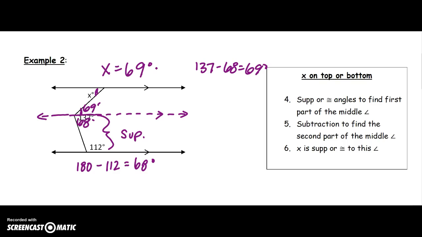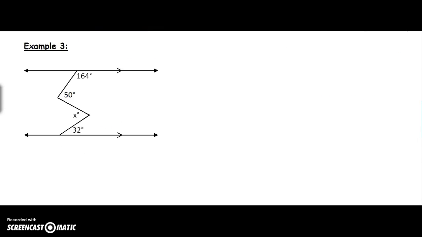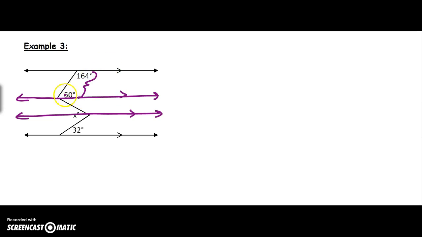The next one we're going to look at is if there are multiple kinks or crooks. Okay, so every time you see a bend in that transversal, you are allowed to draw a line that is parallel to the outside lines. Okay, so we're going to work our way from the top to the bottom. So again, you have same side interior angles. So right now we're ignoring the 50. We don't need that right now.